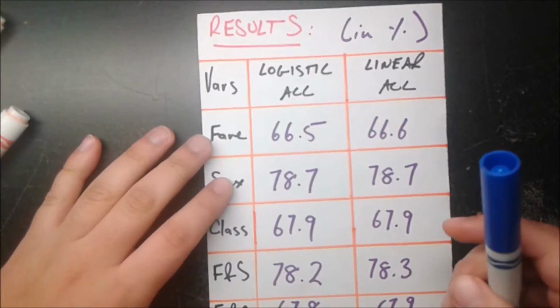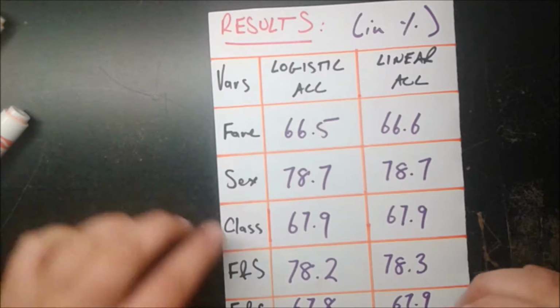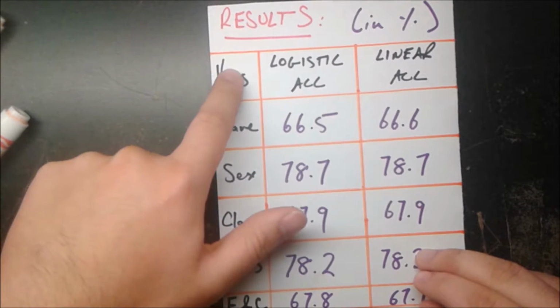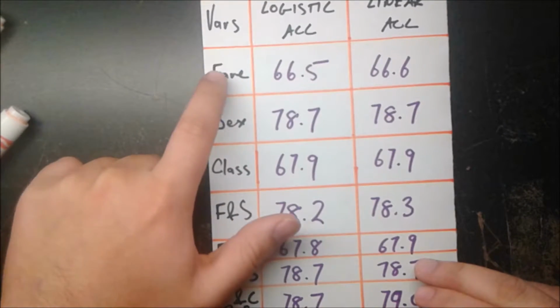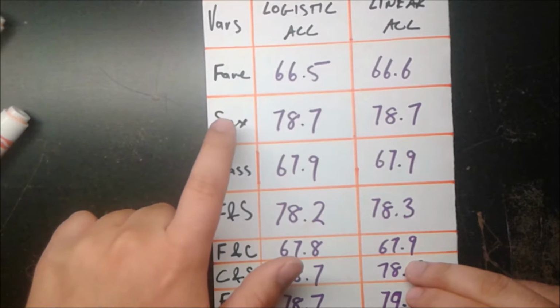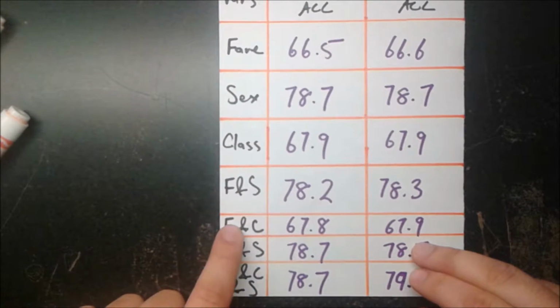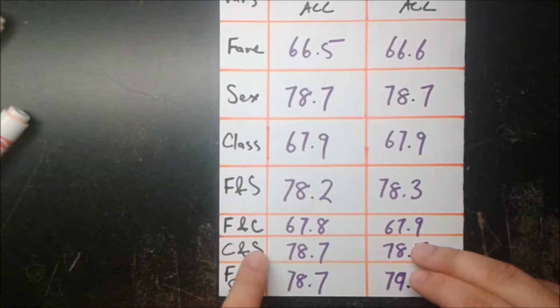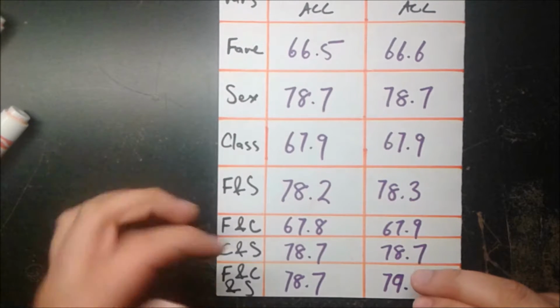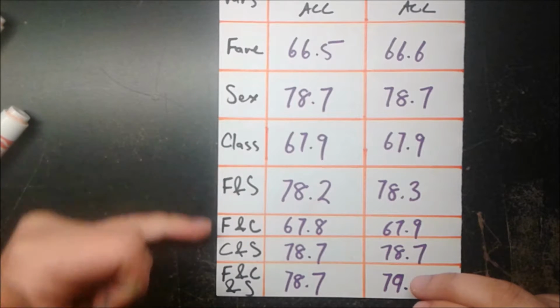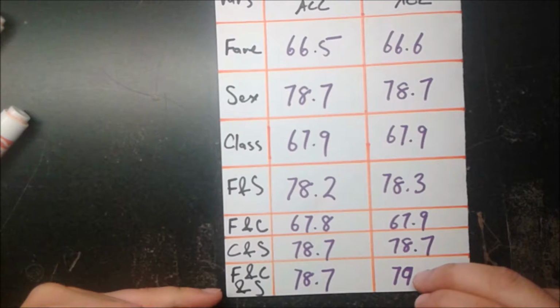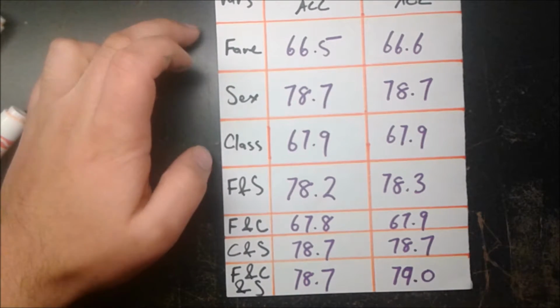So these are our results. Let me explain this table really fast. All these numbers you see are in percentages. And this column right here tells you which variables were used for the regressions. In this case, this was just fare. This was just sex. This was just passenger class. This was fare and sex. This is fare and class. This is class and sex. And this is all three together. So these last 4 cases are multivariate regressions, and these first 3 are just univariate regressions.